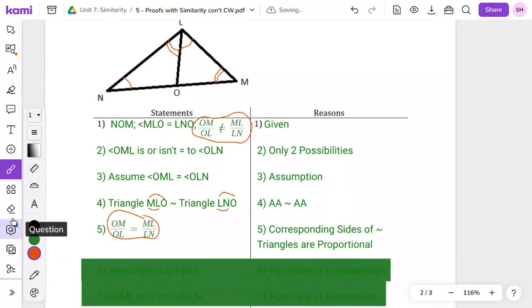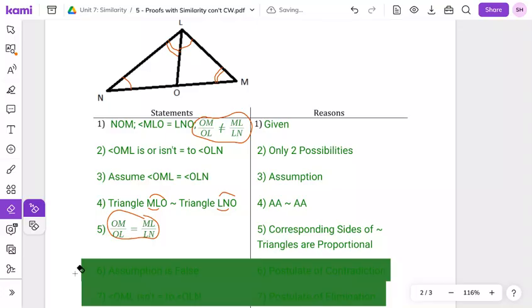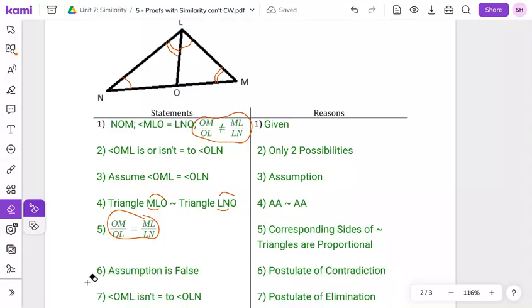And so that leads us to our last 2 things in every indirect proof, that the assumption is false because of the postulate of contradiction, and then we can write what we were actually trying to prove because of the postulate of elimination. Okay, so like before, if you need to, go to the start of this proof and look through things and copy things down again.